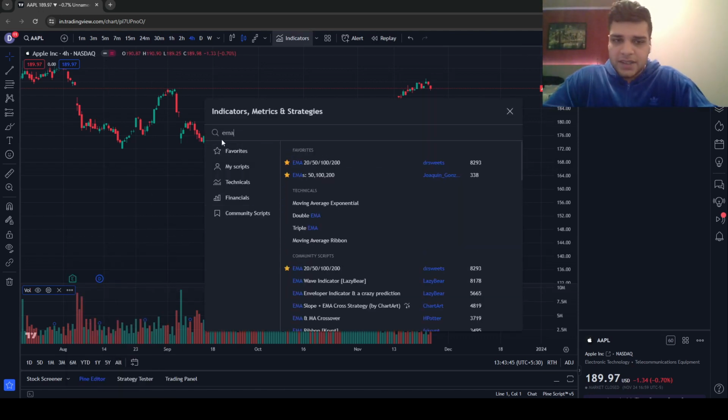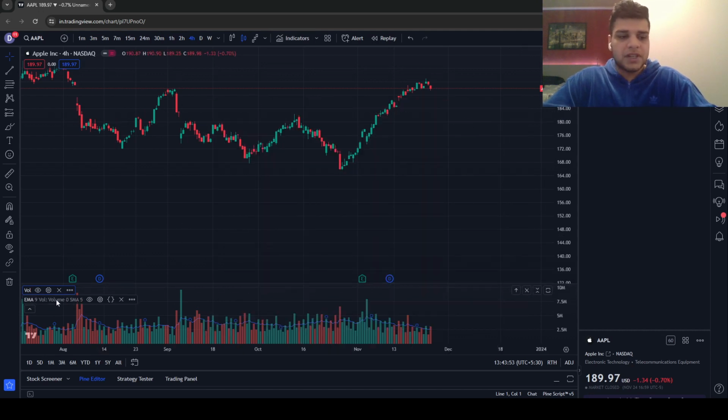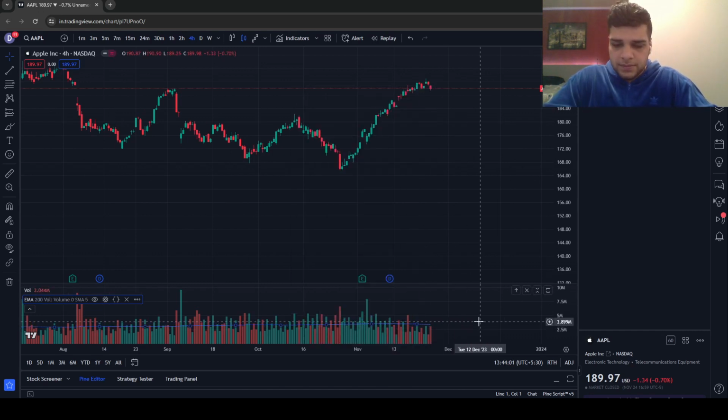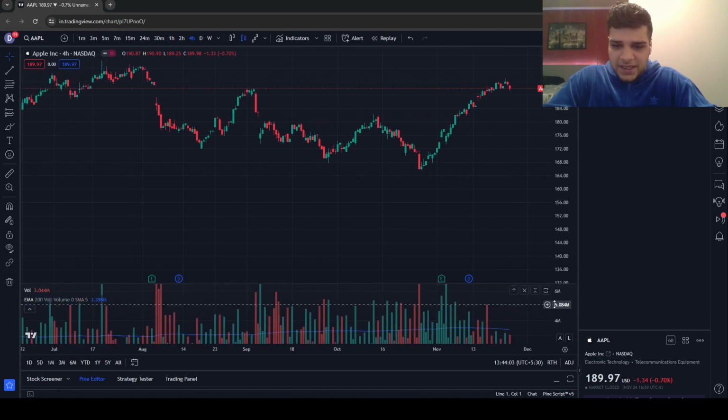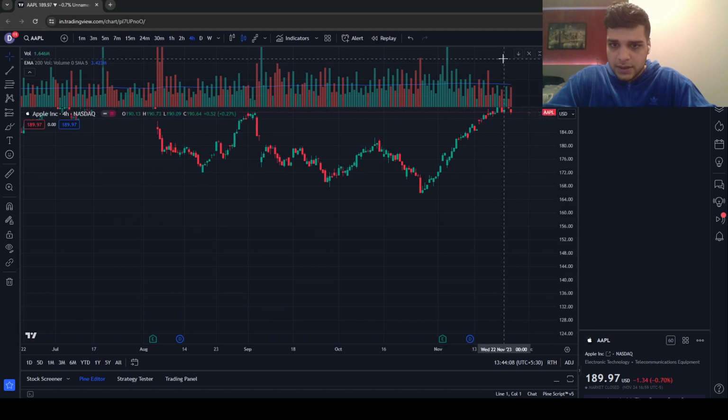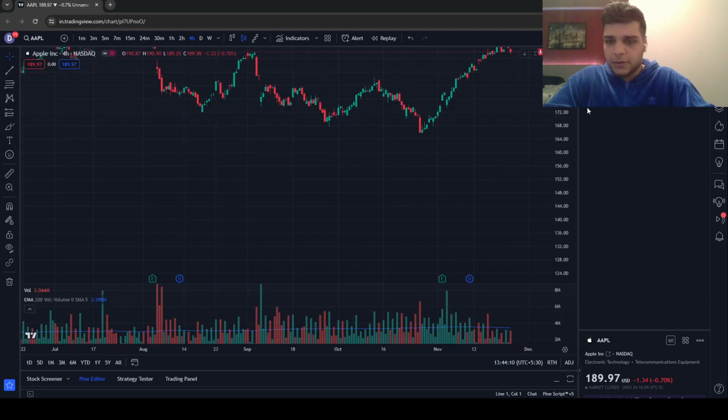We're going to add the EMA, moving average exponential. Once we've added the EMA, we're just going to change the settings of the EMA. Going to change the length to 200. Alright, that creates a really flattish line for us here to see.